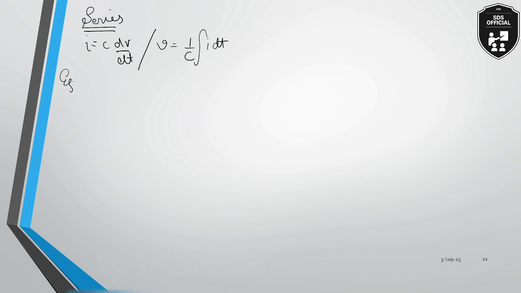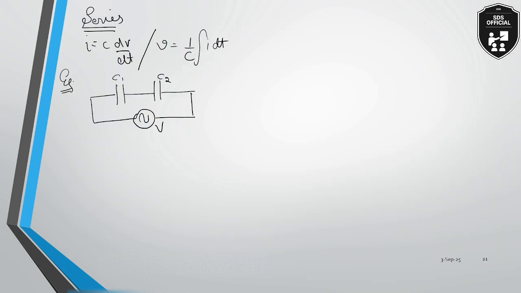Now let us take an example. Consider there are two capacitors connected in series to a voltage source. This can be AC or DC. Let us say this is capacitor C1 and this is capacitor C2. Now, what will happen? As you all know, in series combination the current remains the same and the voltage gets divided. So the two voltages will be VC1 and VC2.